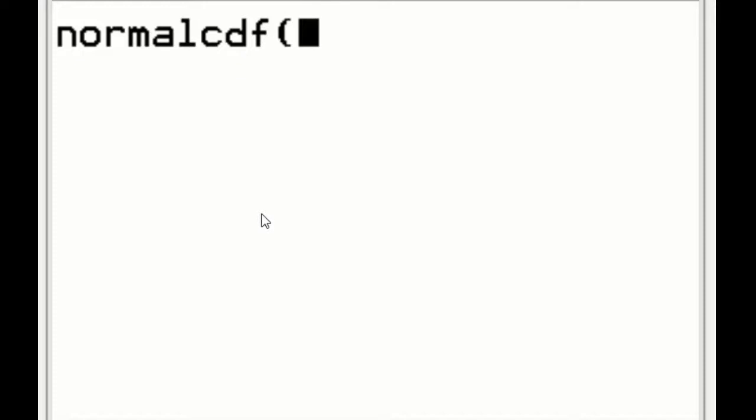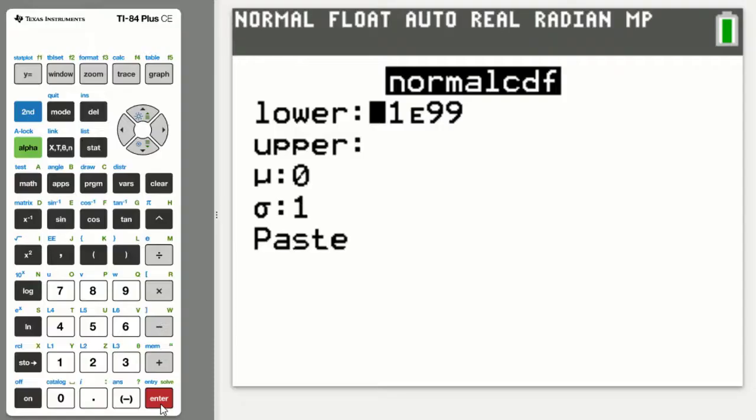In case you have a TI-83 or an older 84 calculator, then after selecting the normal CDF command as you have seen earlier, instead of seeing the menu like earlier, you will see the actual command being printed directly here. Now let's get back to the one I was using earlier.